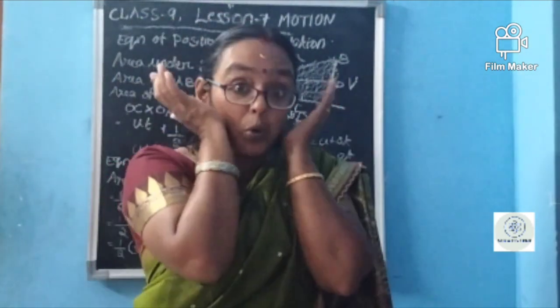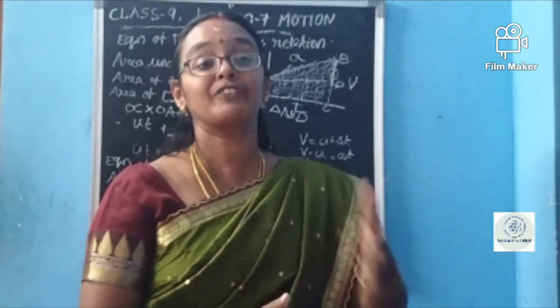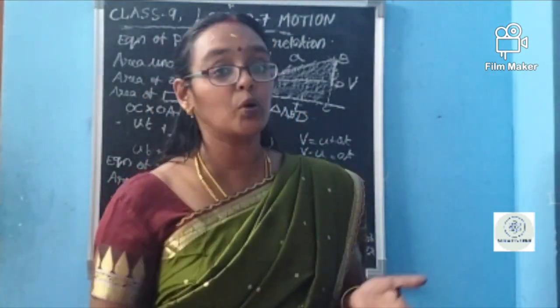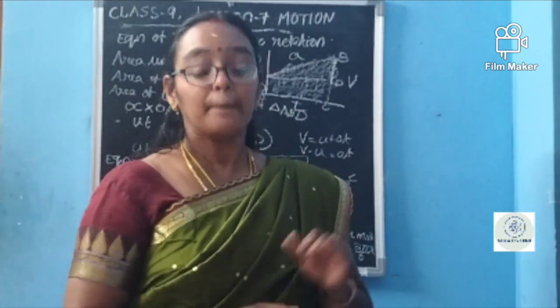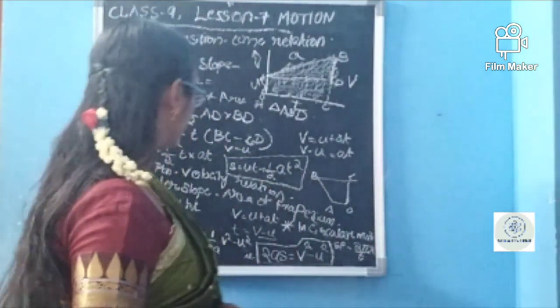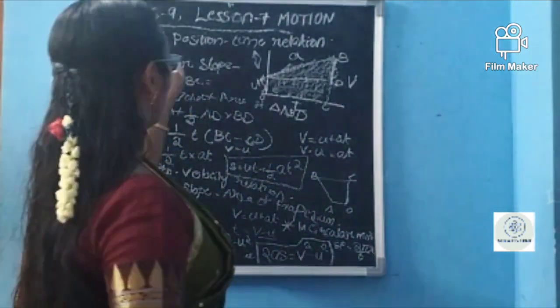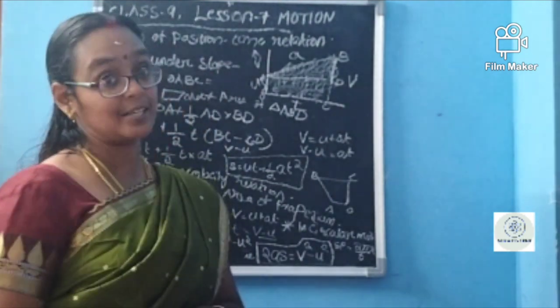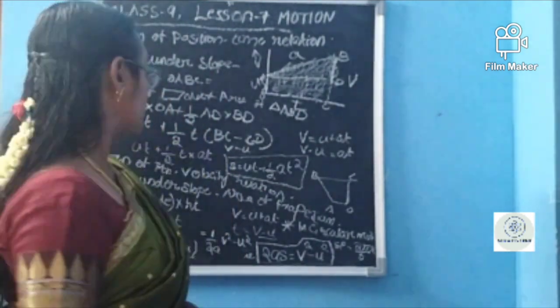Don't feel that it is so difficult. It is very easy. If you are understanding, it will be very easy. We don't know whether it will be coming for your exams. But if you are understanding, the things will be much easier to remember. Okay, ma'am? Thus, we got the equation of position time relation. What is that, ma'am? S is equal to UT plus half AT square.